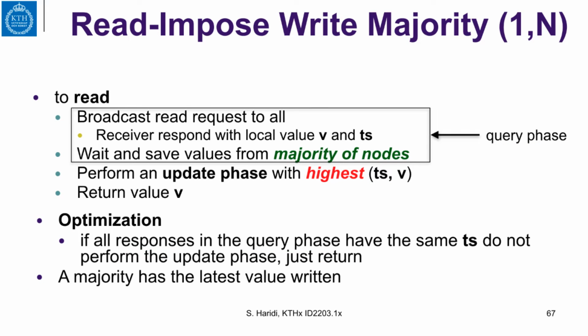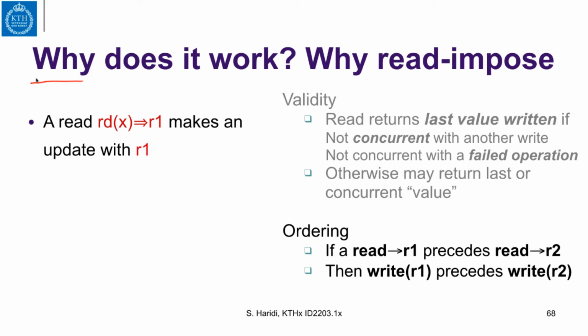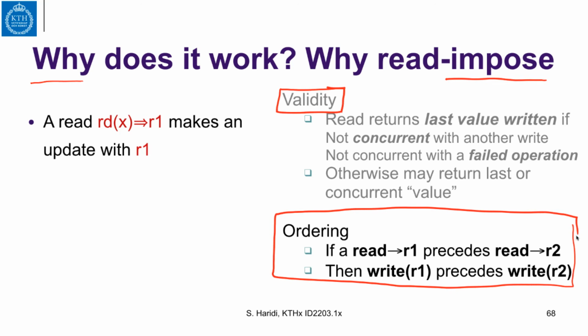Let us look a little bit at why it works. The original algorithm without modification satisfies the validity condition. It is the same as in a regular register. The extra update phase for the read operation, or the impose part of the read operation, actually satisfies the ordering condition, which says that if a read returns the value R1 and that read is before the read that returns the value R2, these are different values, then the write of R1 is before the write of R2. Remember, we have only a single writer.